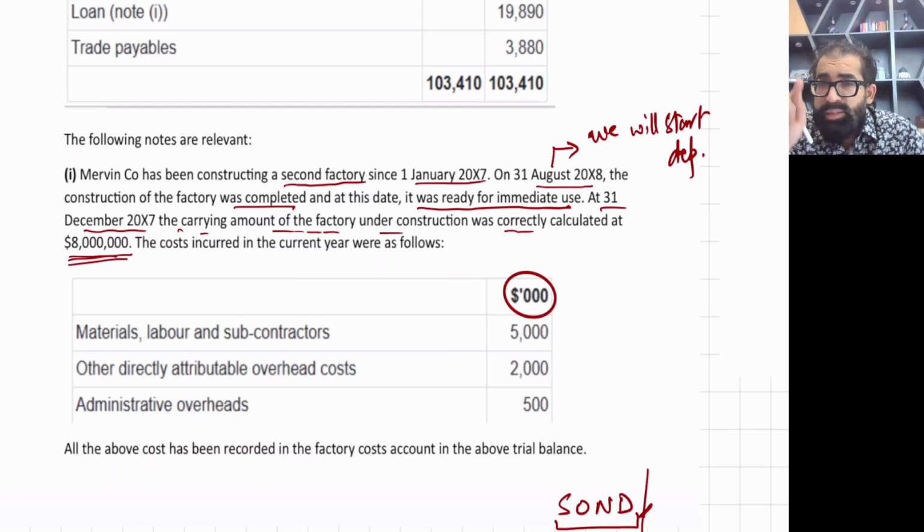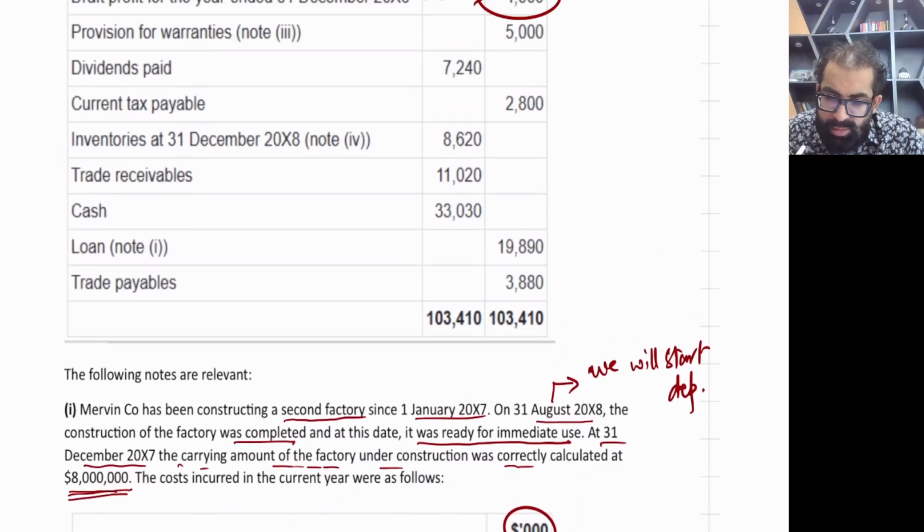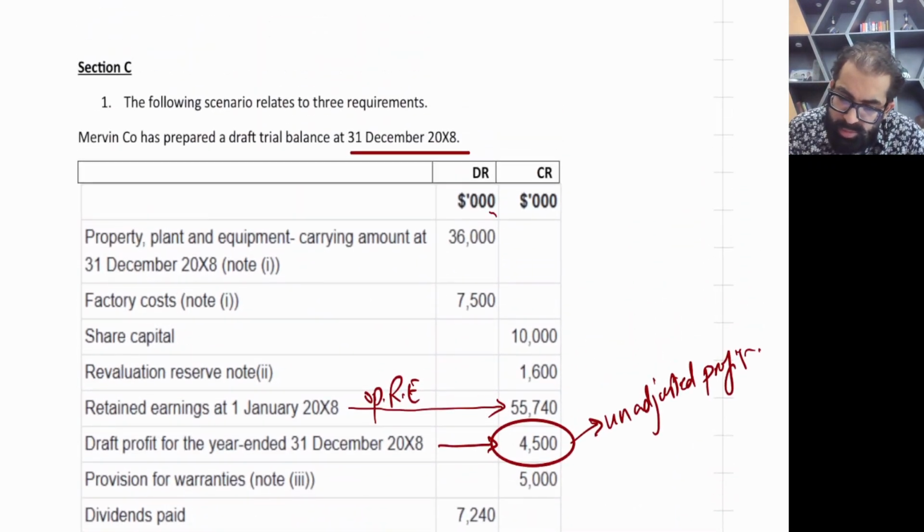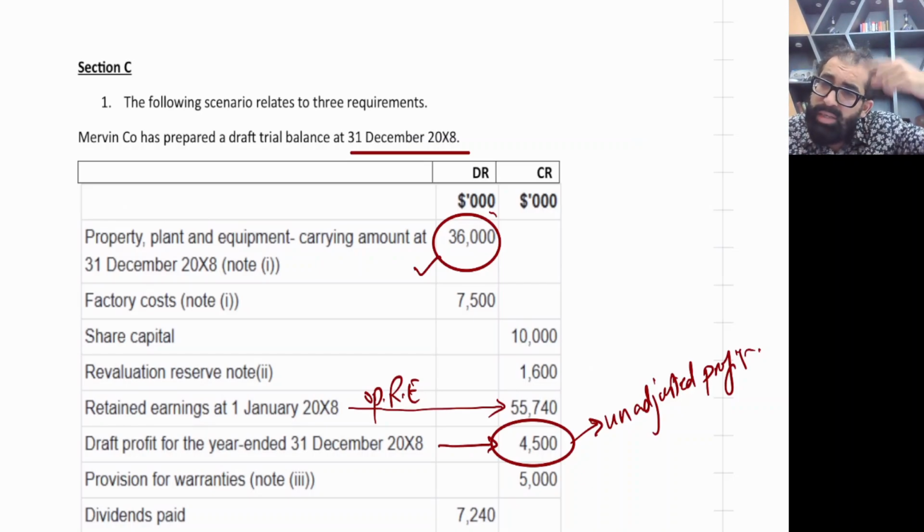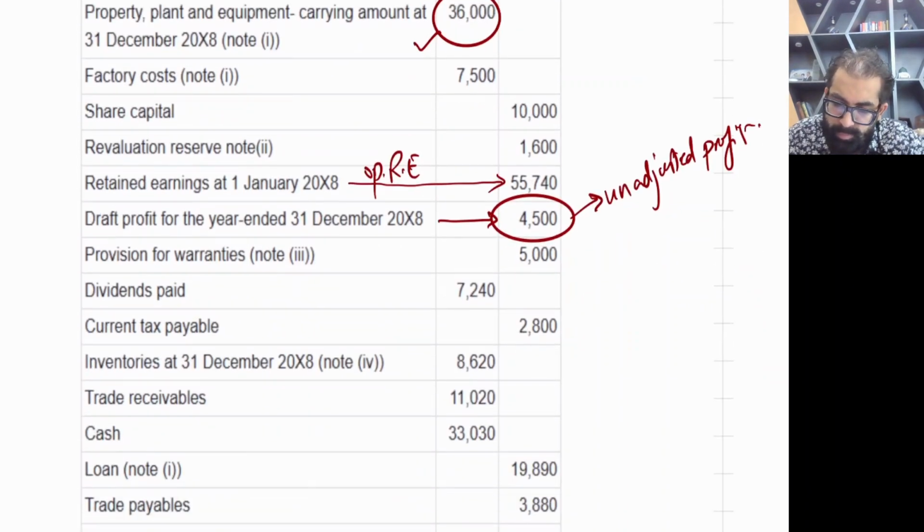Regarding this property, use your brain, use your common sense. This 8,000 must have been included in this. See, this 8,000 is already part of this 36,000. Use your brain, because this 8,000 has already been capitalized last year.